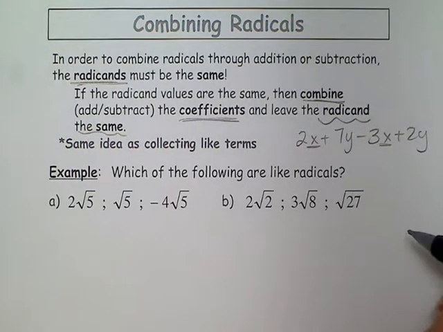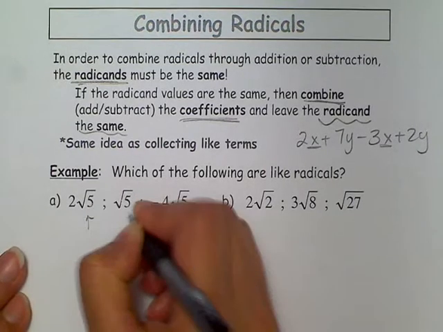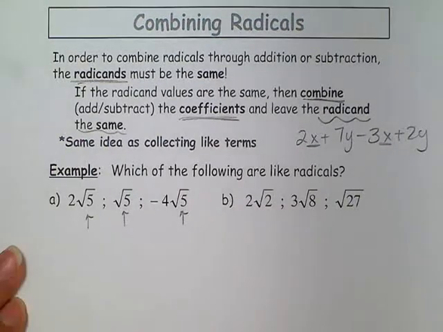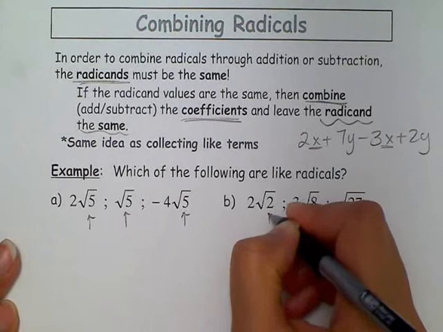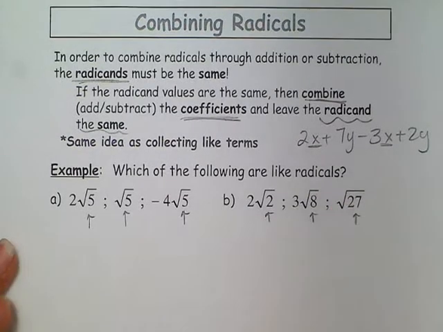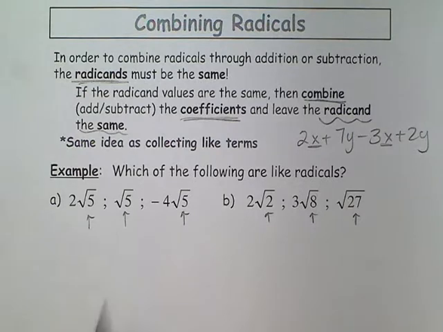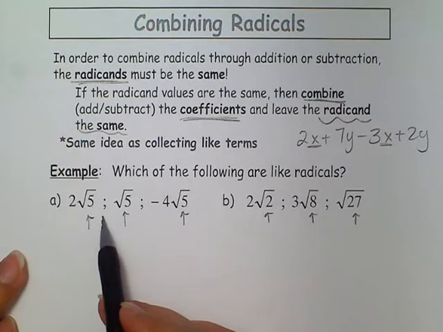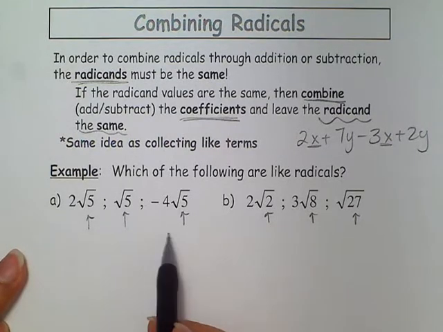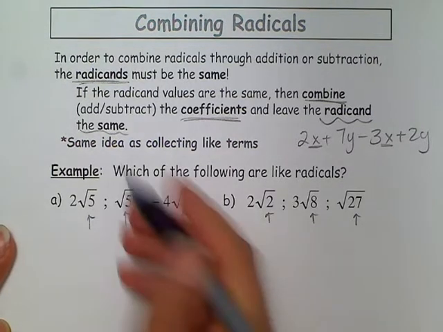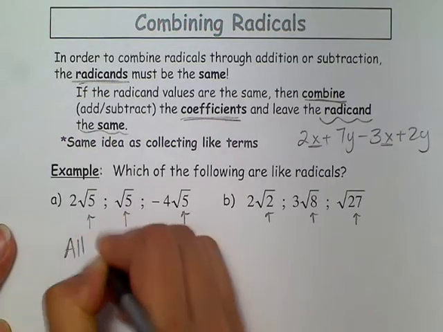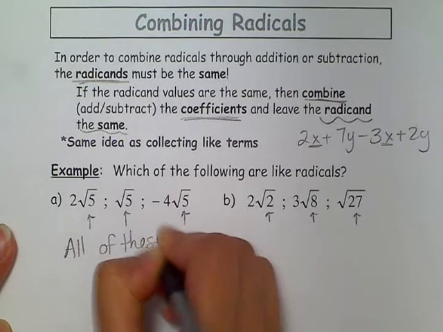So our first example here says, which of the following are like radicals? So which one of them are like radicals? And so what we're going to look at is the radical part. And if the radical part is the same, then we know that they are all like radicals. If the radical parts are not the same, then we're going to see what happens from there. Okay, so you can see in the first example, we have 2 root 5, and then negative 4 root 5. And because all of the radicands are the same, then I know that all of these are like radicals.